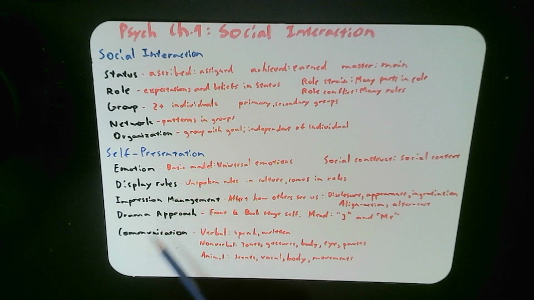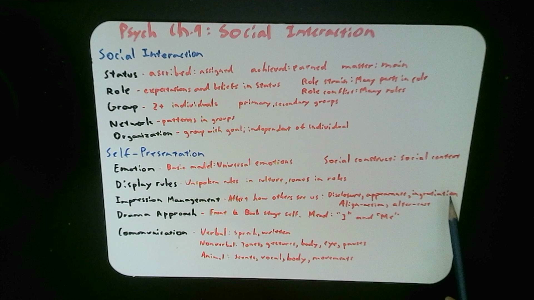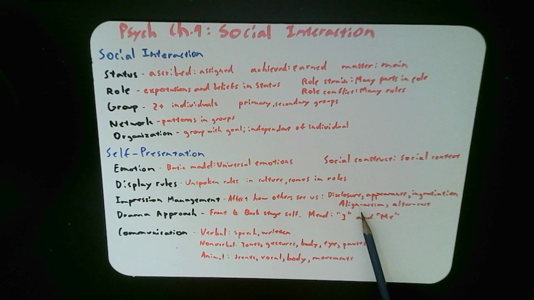Impression management is how we try to affect how others see us. We have different ways. Disclosure is where we actually say the information. Appearance is how we dress ourselves up. Ingratiation just means flattery: you give people compliments and make them think positively of you. Aligning actions is where we give excuses for our actions which may be questionable. Altercasting is saying, oh, what would a good student do? What would a good kid do? And trying to live up to that.